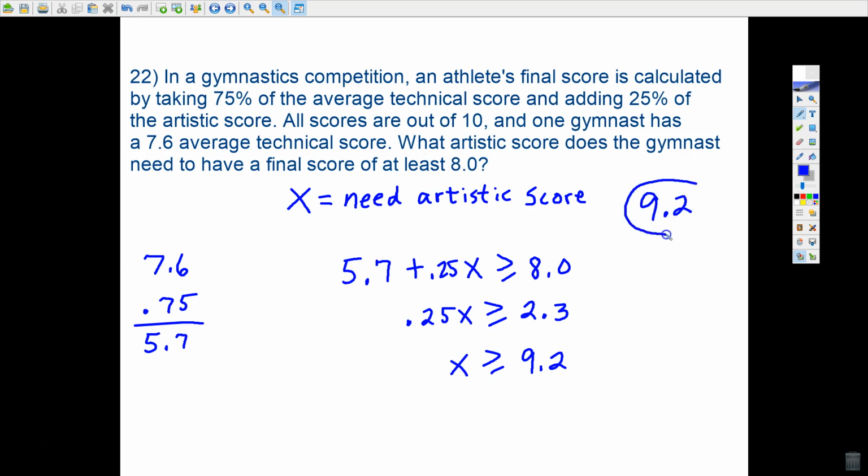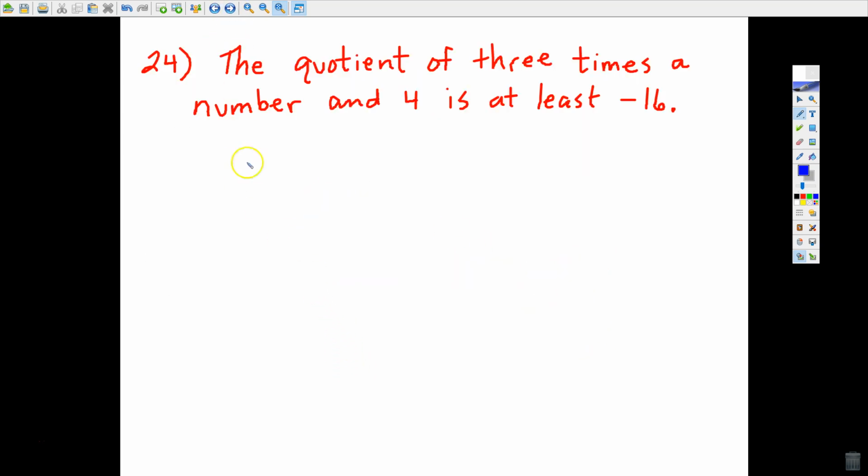And so that ends up being the answer. They need a 9.2 to get at least an 8.0 overall score, final score. All right, that takes care of number 22.